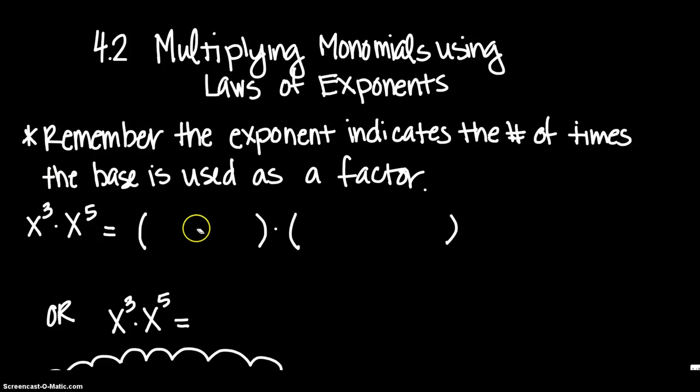Alright, here we are, 4.2, multiplying monomials using laws of exponents. 4.2 from the Dolciani Algebra 2 book. So just a reminder, remember that the exponent indicates the number of times the base is used as a factor. And over here I'm going to remind you that the b is the base, the e is the exponent, right? The b is the base, e is the exponent.